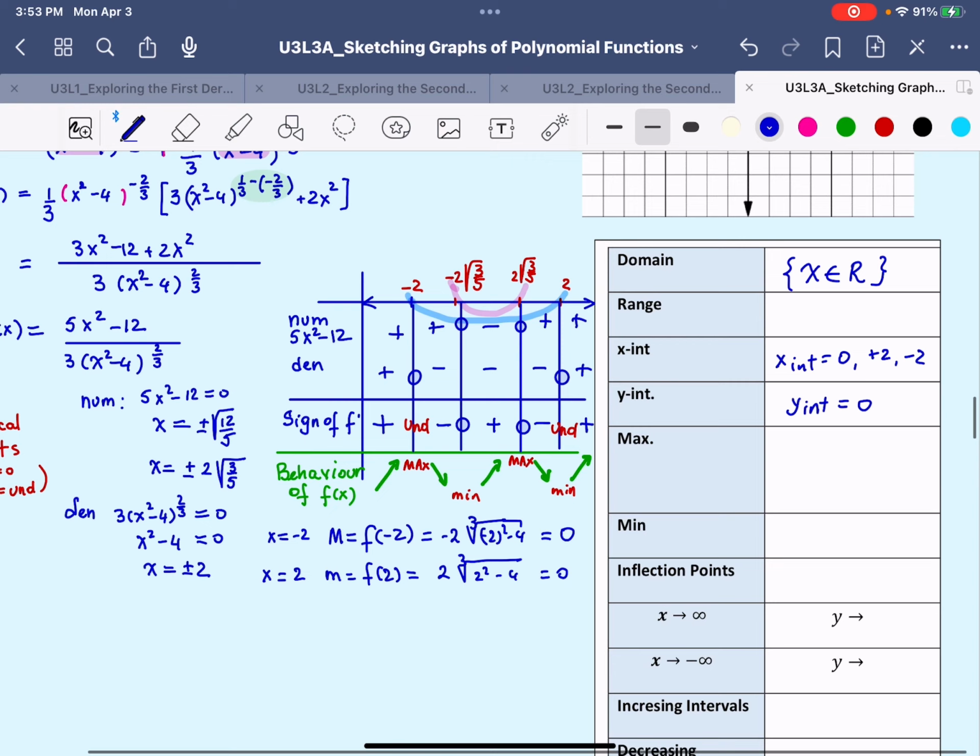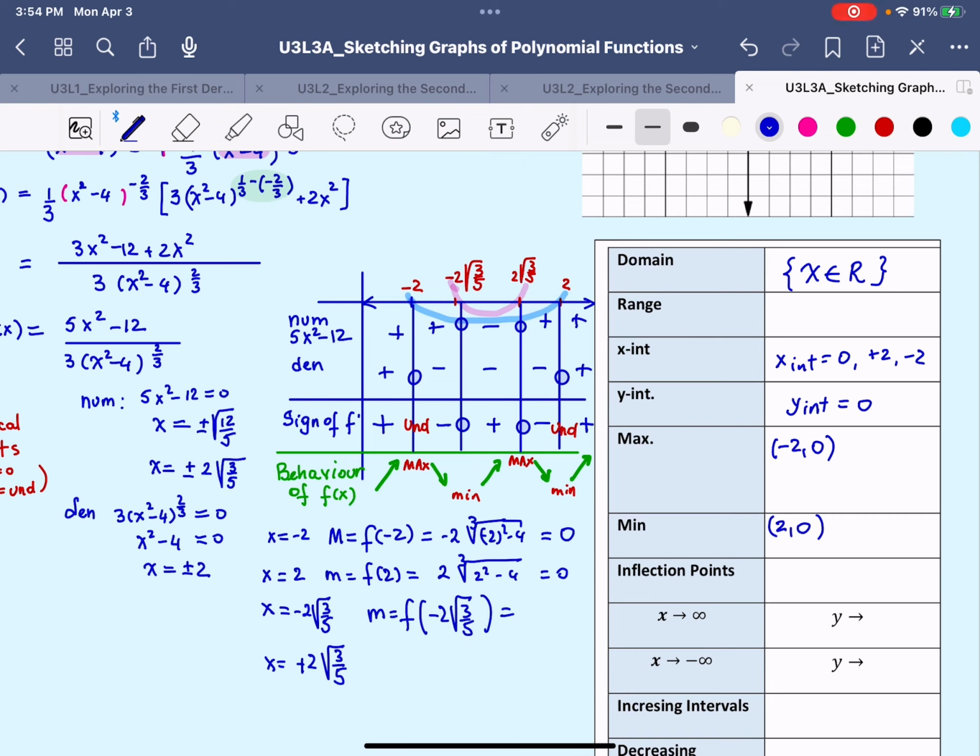So I'm going to list the maximum point at negative 2, 0. So a minimum point at x equals 2, y equals 0 here. And what we are going to do next is find the y value of the function at x equals negative 2 root 3 over 5. So at negative 2 root 3 over 5, we have the function at a minimum. So we'll say that the function will hit a minimum, which is equal to f of negative 2 root 3 over 5.